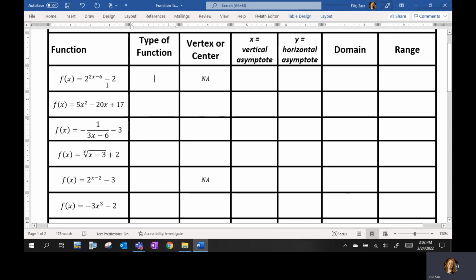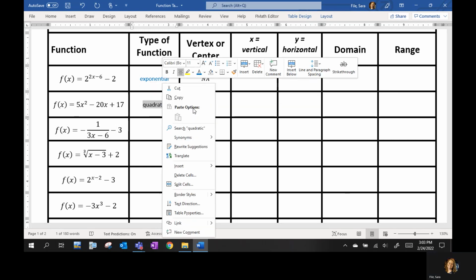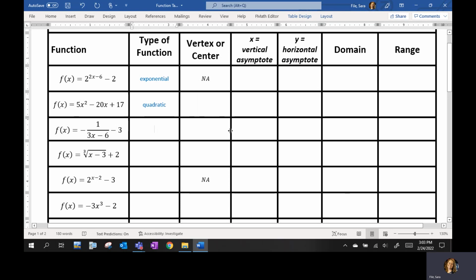Okay, so the type of function. When x is in the exponent, this is exponential. Okay, x is not in the exponent. There is an exponent of 2. That's the highest degree here. So that is quadratic. And then, oh, I thought that would make all my stuff blue. Maybe not. I'll just change them all at the end.